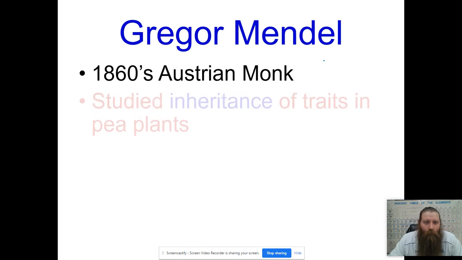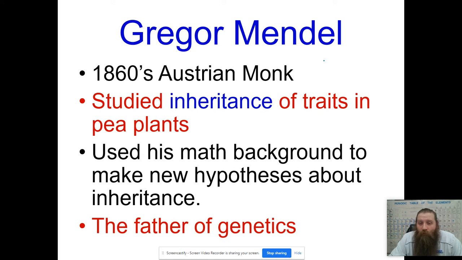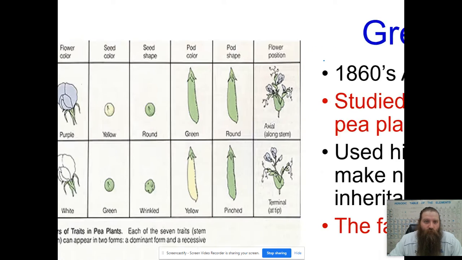Let's look at Gregor Mendel. He was an Austrian monk that studied inheritance in pea plants. So he looked at how traits were passed on from one generation of pea plants to the next generation. He did have a background in math, and he used statistics in order to describe how traits were being conserved or being passed on. He is the father of genetics. We want to make sure that we know his name. So Gregor Mendel is the father of genetics.